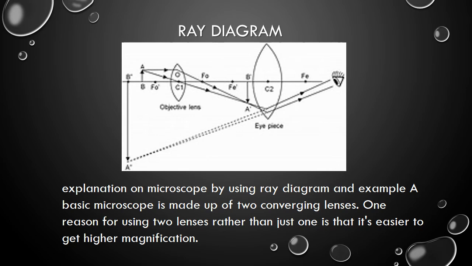First, the objective lens will make the image of the object within the focal length of the eyepiece. The eyepiece will make an image of this image, and again a larger image will be formed. In this way it is easier. So it consists of two converging lenses. And why do we use two lenses? Because it is easier to get higher magnification.